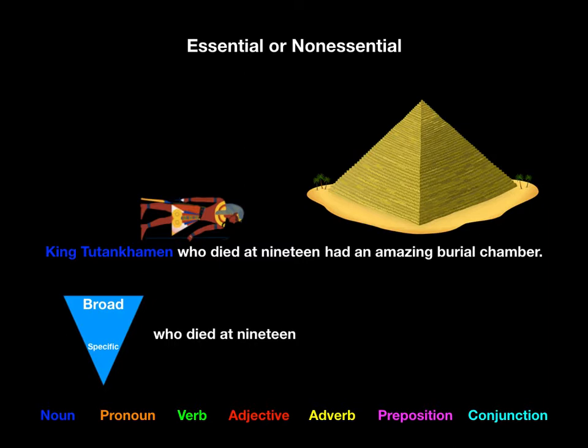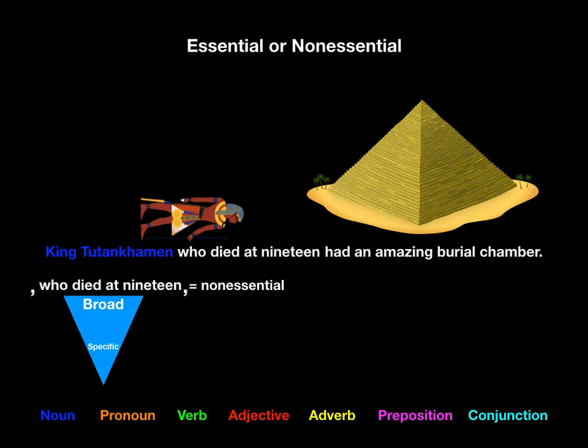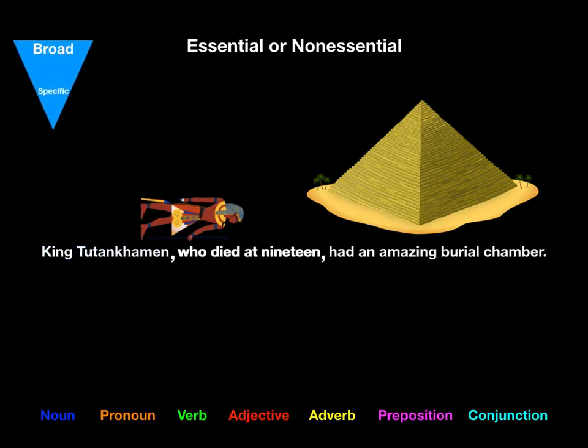Who died at 19 seems to be broader than the very specific noun King Tutankhamun. If we eliminate it from the sentence, we have King Tutankhamun had an amazing burial chamber. This sentence still contains all the necessary information to maintain its meaning. Therefore, who died at 19 would be considered non-essential. Since it is non-essential, we should place commas around the term and reincorporate it within the sentence. King Tutankhamun, comma, who died at 19, comma, had an amazing burial chamber.